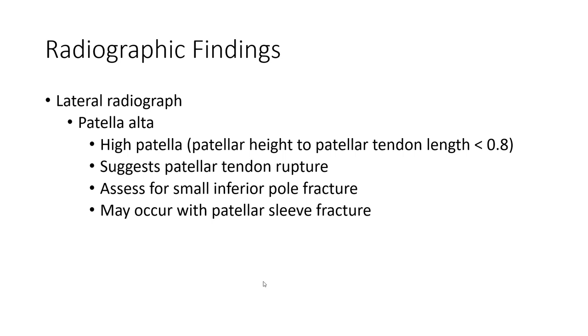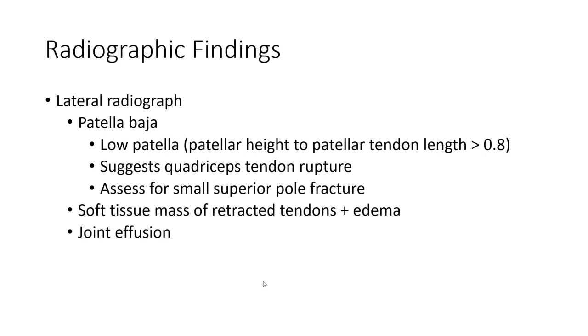Patella alta, a high patella, suggests patellar tendon rupture; assess for a small inferior pole fracture, which may occur with patellar sleeve fracture. Patella baja, a low patella, suggests quadriceps tendon rupture; assess for a small superior pole fracture.